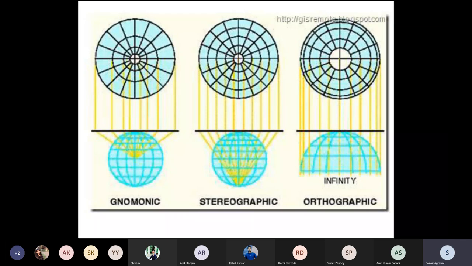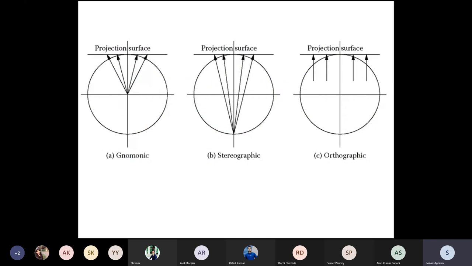Now before I proceed to the other projection, you need to make a diagram in your notebook that will show the classification of projection. In the previous lecture we were also making that diagram, but it was incomplete. Now try to make it. There are four ways in which this map projection classification can be made. Write down in your notebook.